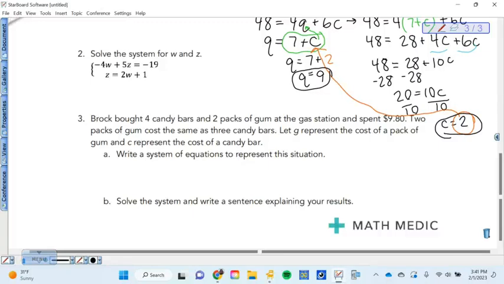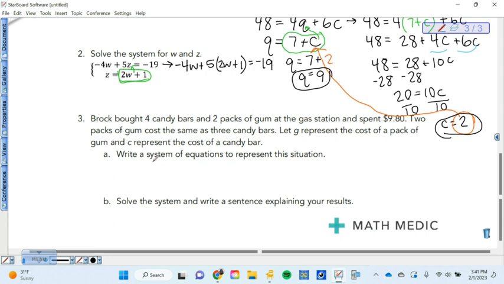Can you guys tell me what your first step was? Yes, all right. So down here I can see Z is solved for. So that means that I can take the other side of that equation, this expression right here, and plug it in for the Z. Since Z equals 2W plus 1, I plug in 2W plus 1 for Z. So let's rewrite this top equation just like they did over there. Good, good. Negative 4W plus 5 times 2W plus 1 equals negative 19.